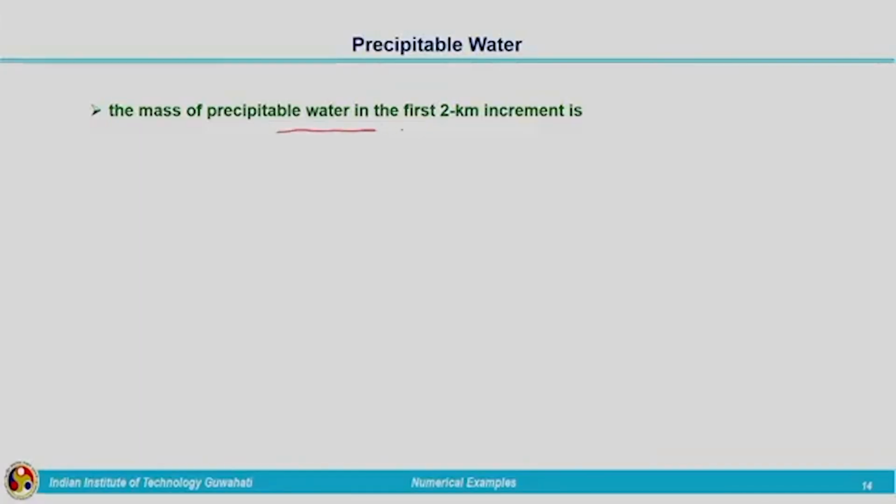The mass of precipitable water in the first 2 kilometer increment is given by the formula, which is the same for all the increments. So, the formula which we have derived is written over here. Delta MP is equal to QV bar multiplied by rho A bar multiplied by A delta Z. We have calculated the values corresponding to QV bar, rho A bar, area is given to us, that is 1 meter square, delta Z is we are considering an increment of 2000 meters.